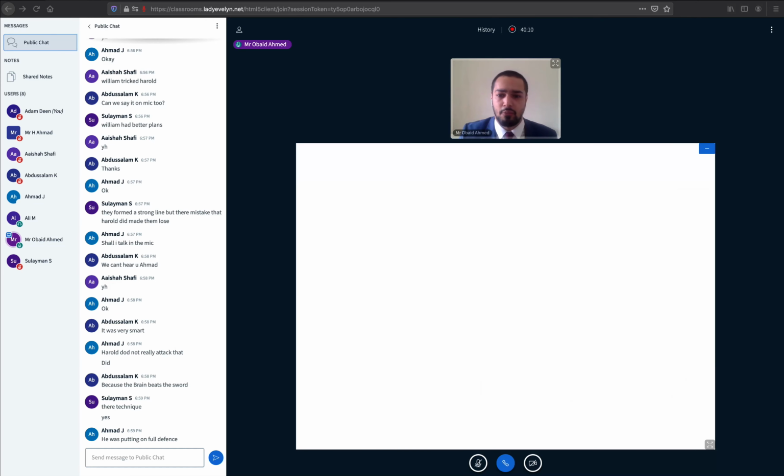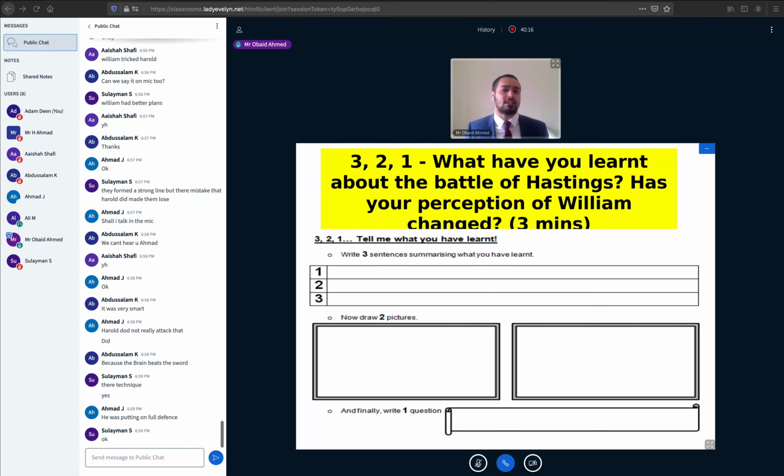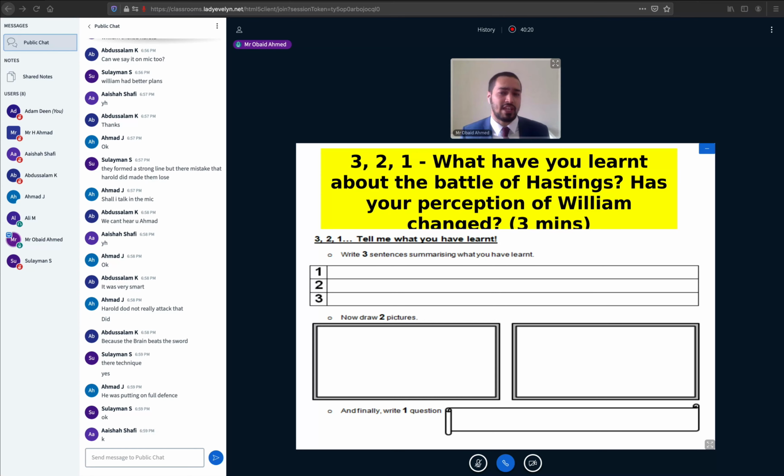Okay, so what we'll do is we'll wrap it up now, and I want you to do the plenary exercise. So what have you learned about the Battle of Hastings today, and has your perception of William changed? So write three sentences in the box. Don't worry about the pictures. If you want, you can upload that to the student portal, and then one question that you want to take away with you so you can research further. For this task, I'll give you one minute. Off you go.